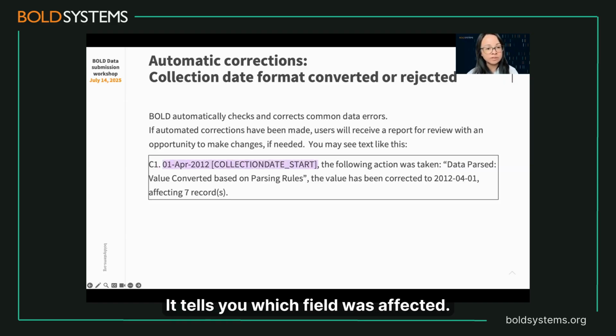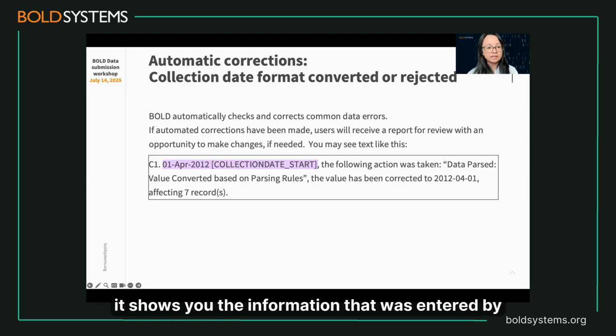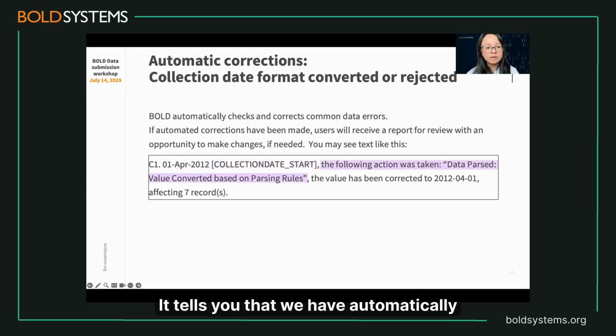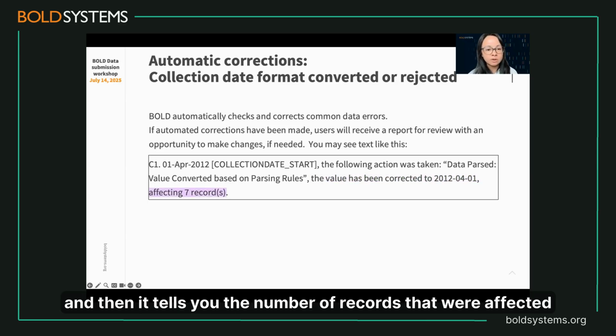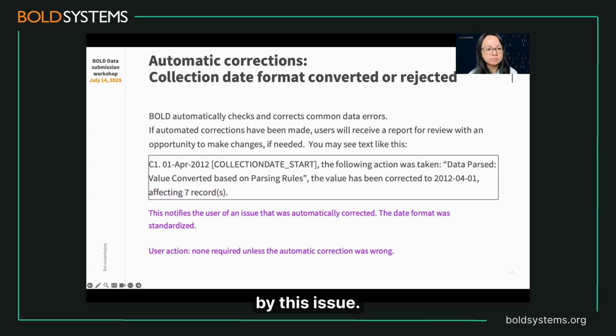It tells you which field was affected. In this case, it was collection date start, and it shows you the information that was entered by you. It tells you that we have automatically converted this value, and it tells you what we've converted it to. So in this case, it's still the same date, it's just a different date format. And then it tells you the number of records that were affected by this issue.